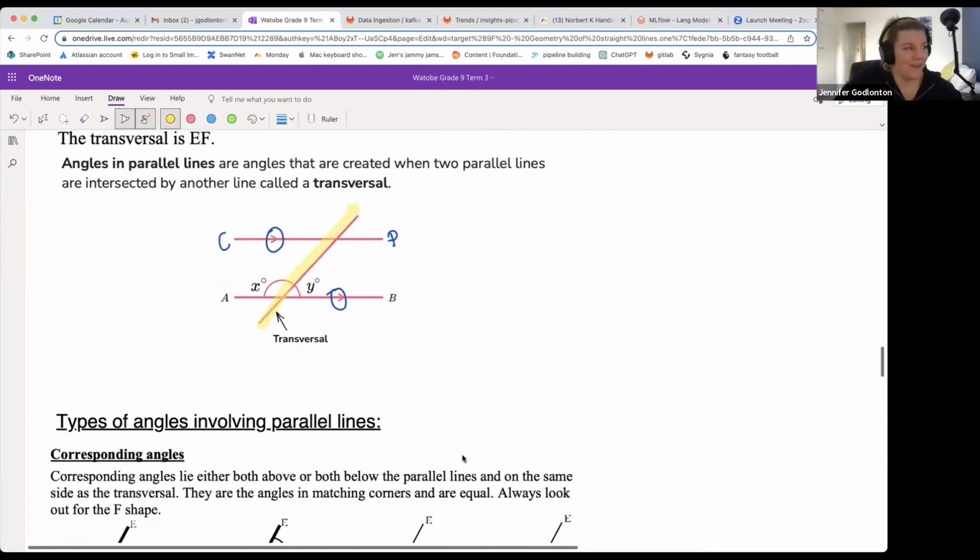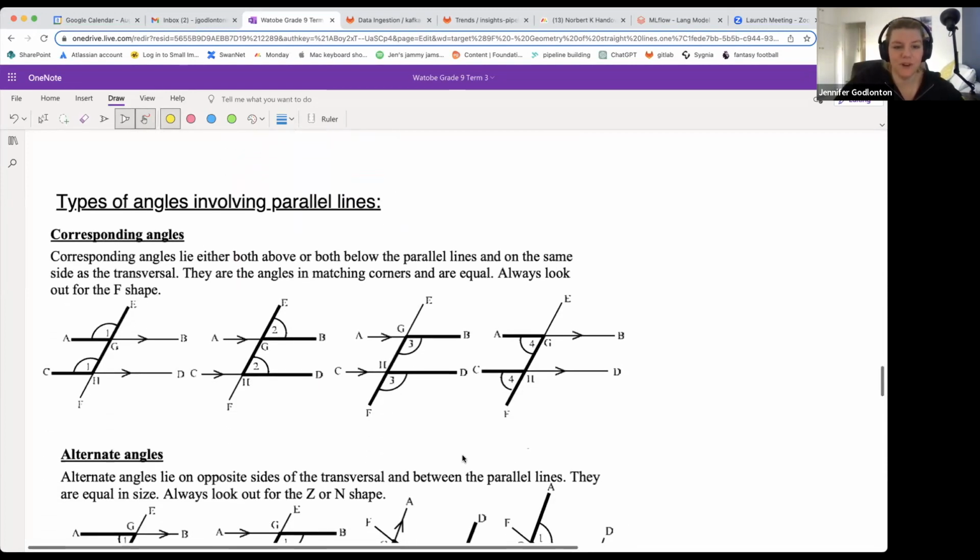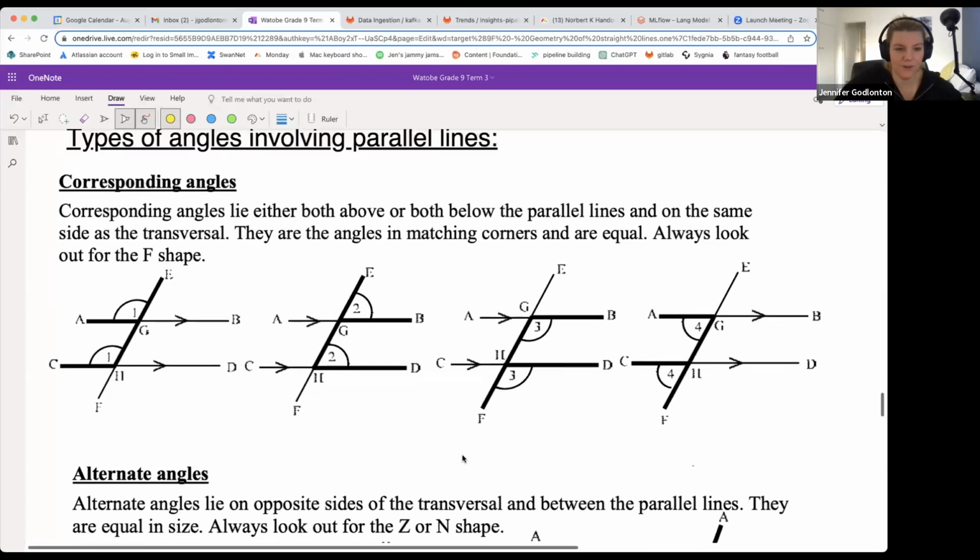Okay, so when we have parallel lines, we're going to have all these different options. The first one is corresponding angles. Let me quickly show you what's going on here. We've got this line and this line, which are our parallel lines, and then we've got FE, which is the transversal, just so you see what those lines are.